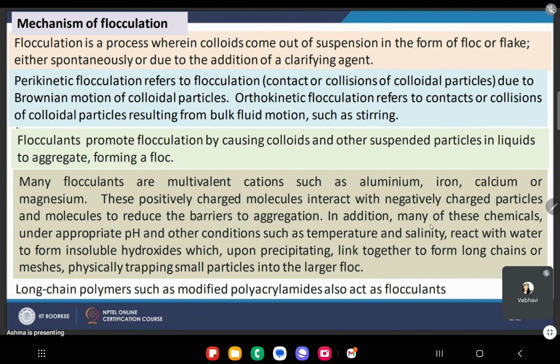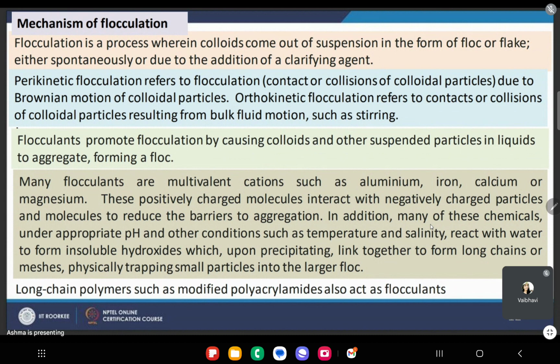First is perikinetic flocculation. In this flocculation, what happens? Particles stick to each other due to the Brownian motion or random motion of individual particles. Next is orthokinetic flocculation. This flocculation takes place due to collisions between the colloidal particles, and these collisions take place by applying external energy, such as by applying stirring in the system.